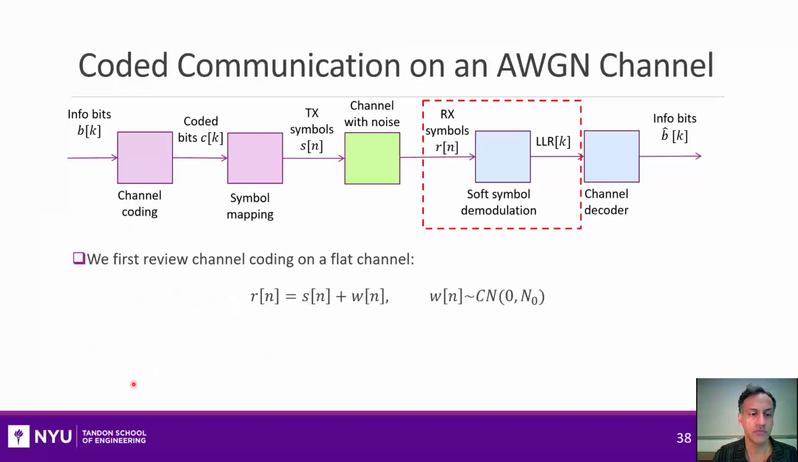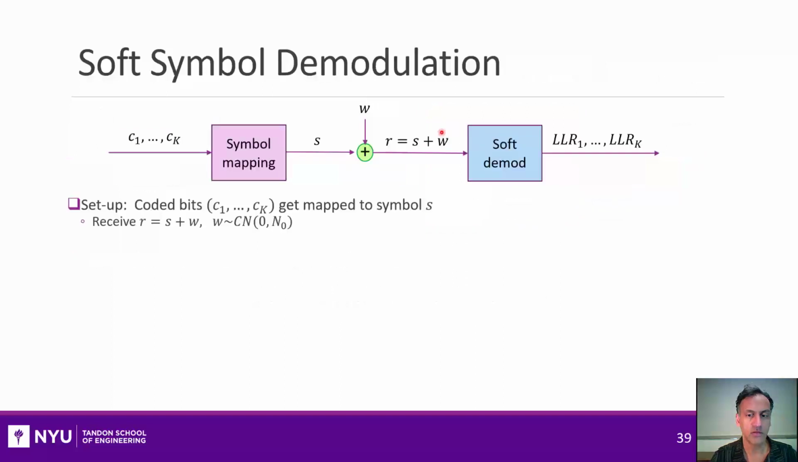All right. We've done our channel coding, and we already know how to do symbol mapping, and the channel is easy. So let's talk about the next block, which is soft symbol demodulation. The setup is this. I have some coded bits, and let's say there are K bits per symbol, like in QPSK there would be 2. It's getting mapped to a symbol S, and because we're in the unfaded universe right now, I can just receive that symbol with some noise.